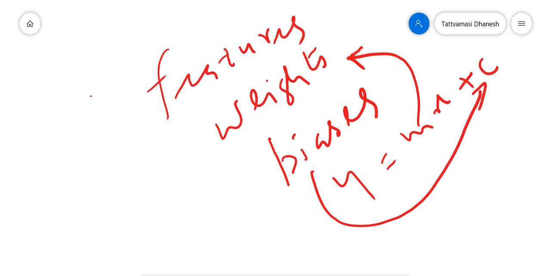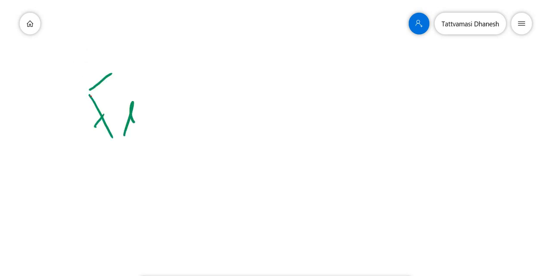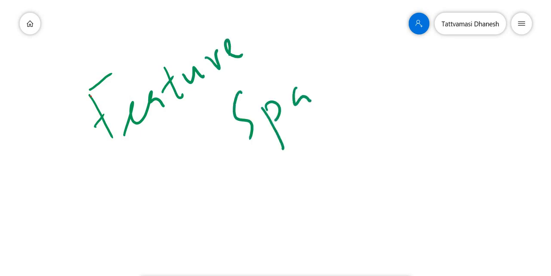And another important term we are going to use here is the feature space. So feature, I told you. Now I am going to tell you what is a feature space. A feature is an individual measurable property or characteristic of a phenomenon that's being observed.